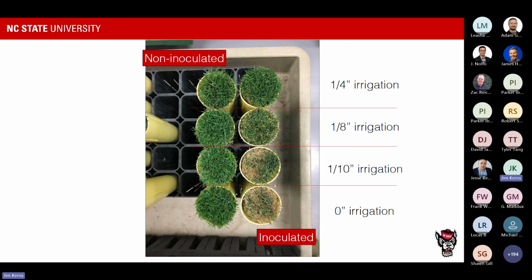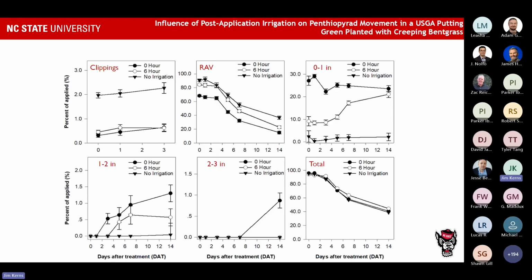So the bottom line, folks, when you're managing these soil-borne diseases, don't guess at how many minutes. Figure this out. I'm told, with these newer irrigation systems, this should be easy for you all to program in as well and get it down as quickly as you can, right?